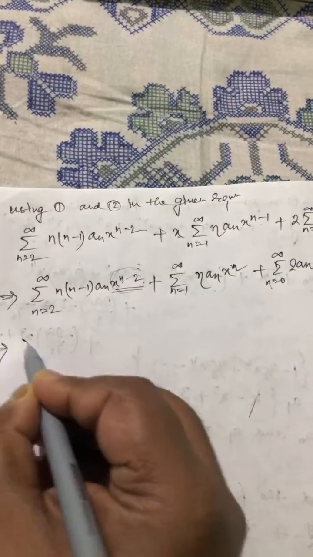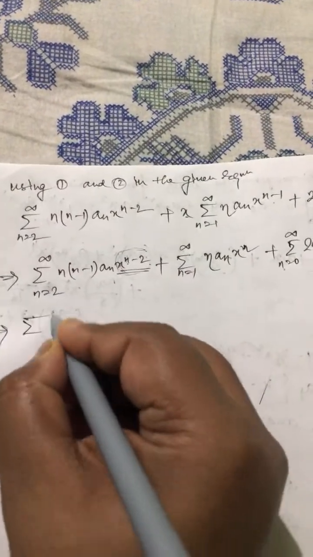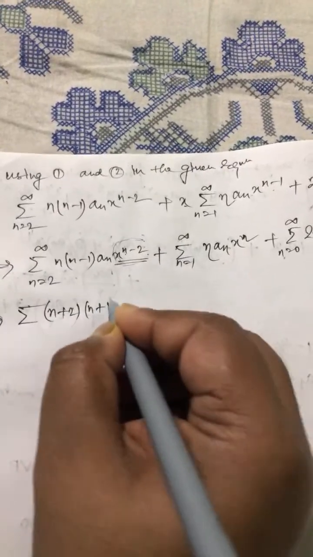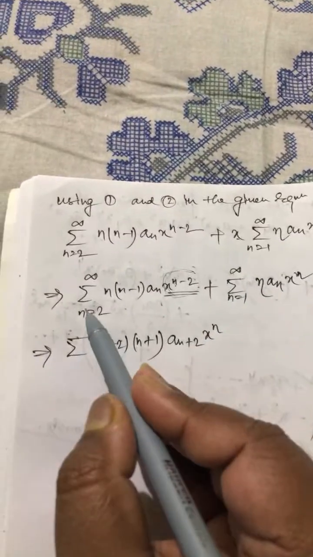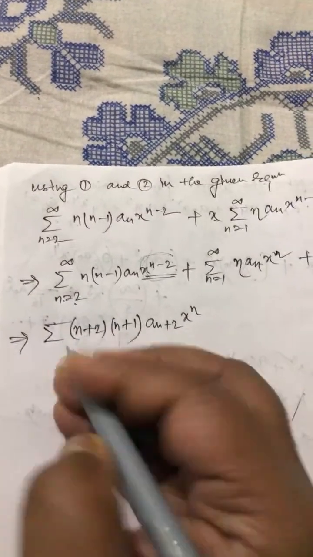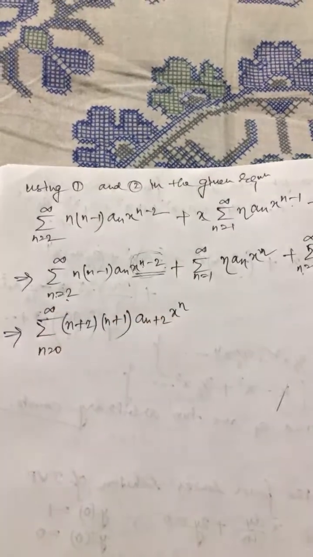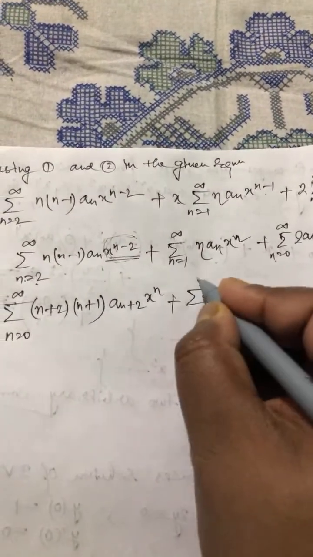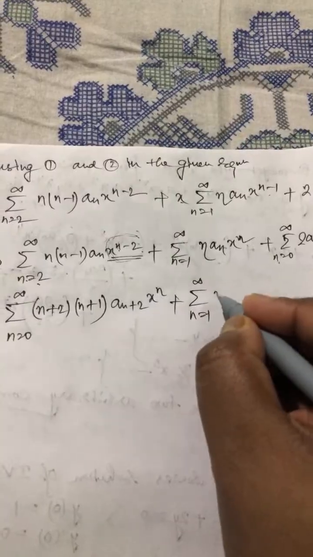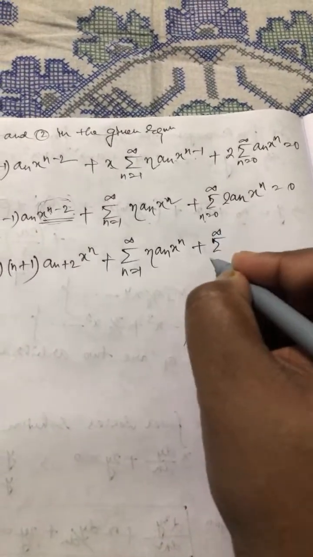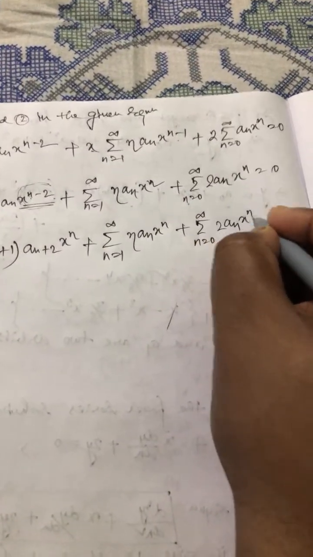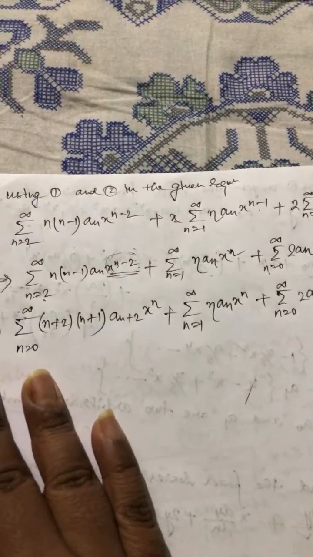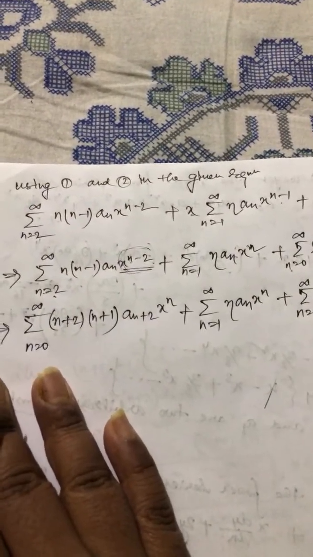So if you replace n by n plus 2, we get (n plus 2)(n plus 1) a_(n plus 2) x to the power n, with n equals 0 to infinity, then summation n equals 1 to infinity of n a_n x to the power n, then summation n equals 0 to infinity of 2 a_n x to the power n, that is equal to 0. Now next task is what?